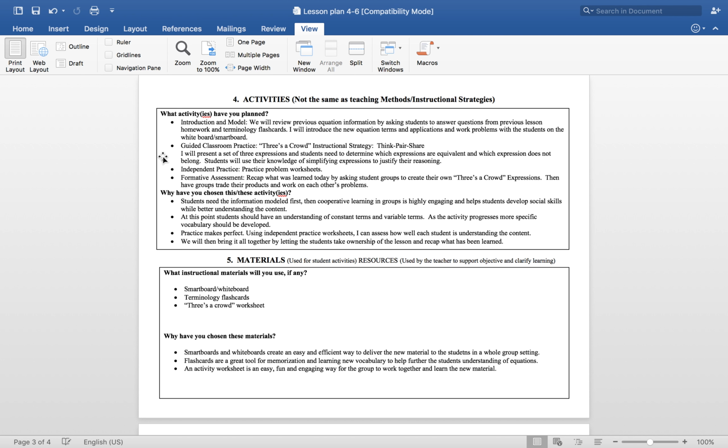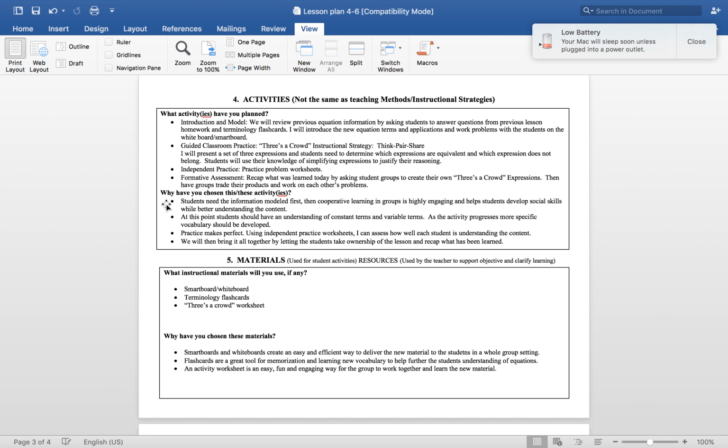I will present students with 3 expressions, and they will need to determine which expressions are equivalent and which expressions do not belong. They will use their knowledge of simplifying expressions to justify their reasoning. And then in independent practice, we will do practice problem worksheets for repetition. And then formative assessment. We will recap what was learned today by asking students to create their own Three's a Crowd expressions in their groups, and then they can trade their questions with each group and work on more problems.